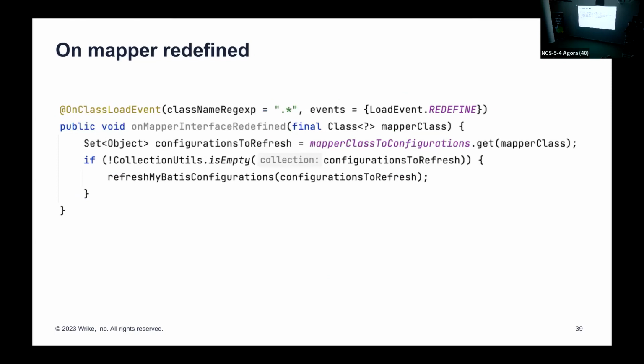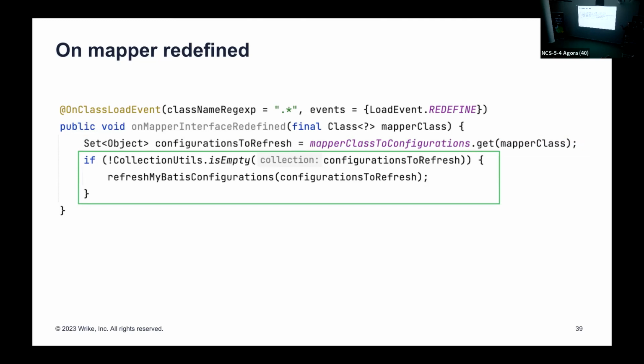And now we want to do something when the mapper is redefined. So for this, we again create a method inside our plugin, annotated with on-class load event, and using regular expressions saying that we want this method to be called when any class is redefined. And we accept in our method the class which was redefined. And then using the map built on the previous step, we just collect the configuration which belongs to this mapper. And if we found any, do the refresh of these configurations.